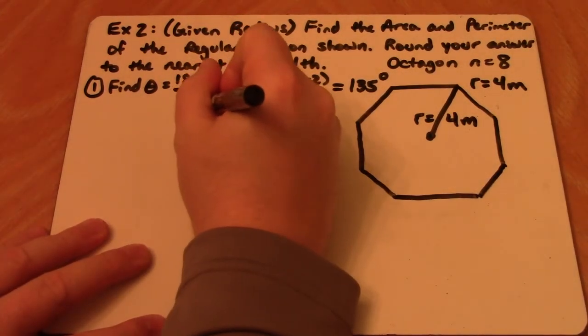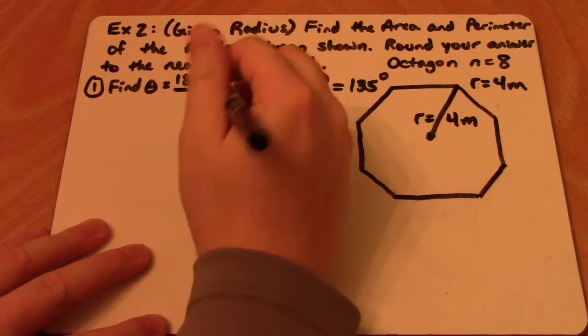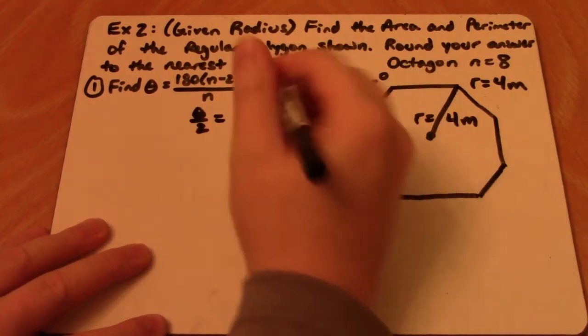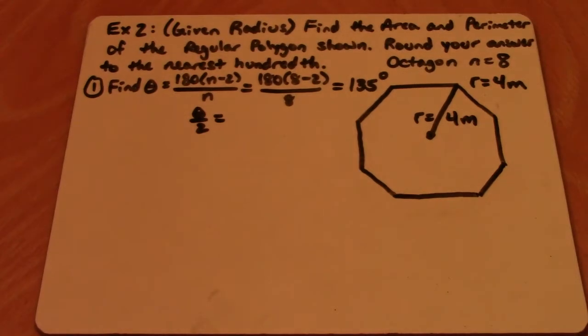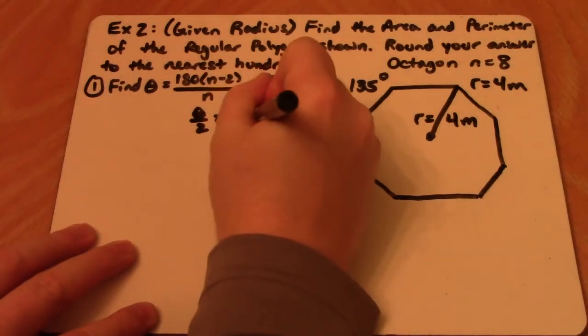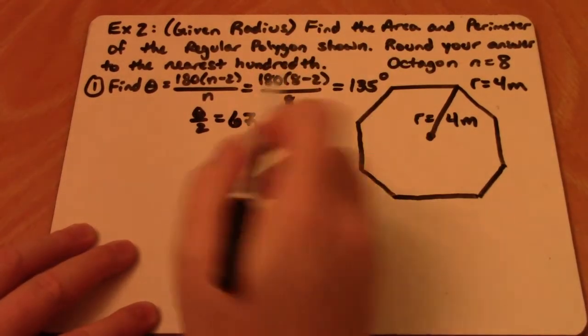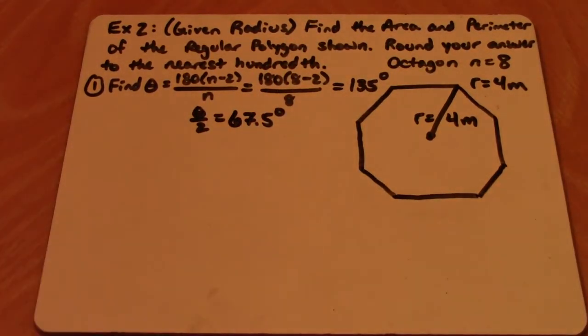Now remember, what we really need, though, is not theta. It's half theta, theta divided by 2. So while we're here, we're going to go ahead and divide 135 by 2, which is 67.5 degrees. That's the value we need because that's the value we're going to be plugging into our equations. Now remember that to find perimeter and area, we need to know the number of sides, the length of the apothem, and the side length. Right now, all we know is the radius.